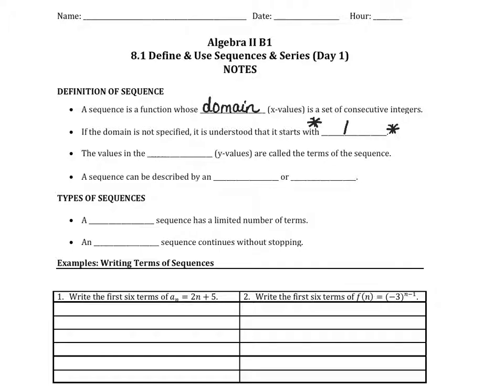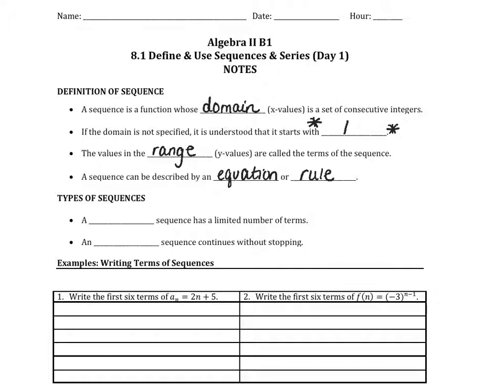The values in the range, which are your y values, are called the terms of the sequence. I know we're pretty familiar with domain and range after our last unit in Chapter 6, where we talked about domain and range of our exponential growth and decay graphs. And your last bullet point says a sequence can be described by an equation or rule, and that's one skill we will also practice.